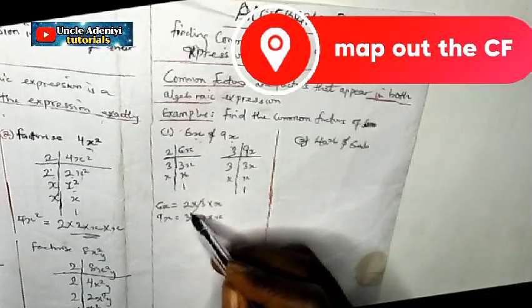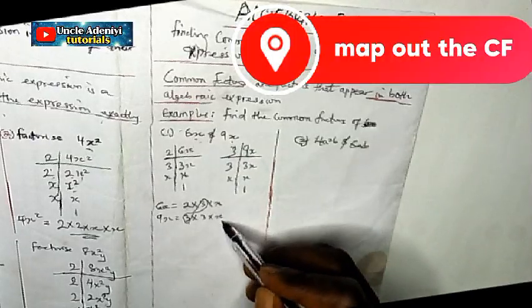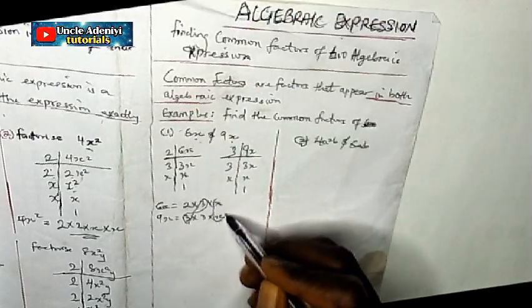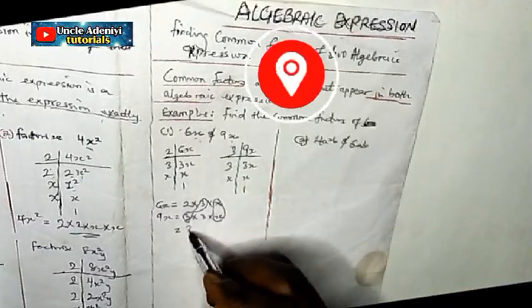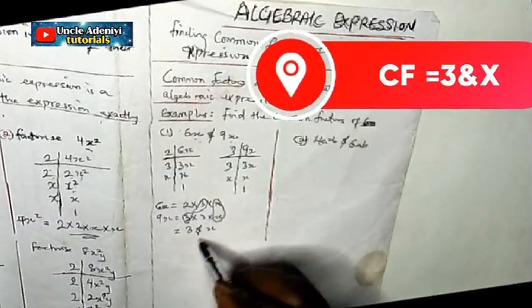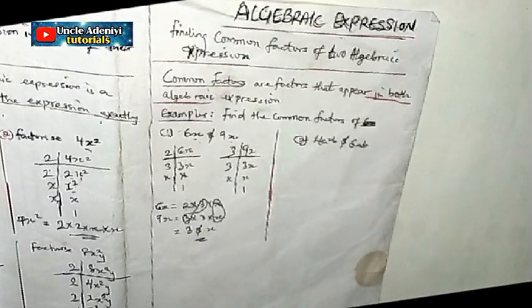So you map them out, right? So x is here also. Map them out, right? So now remember, what are those factors that are common? 3 and what? x. So that is what we call common factors. Do you understand?